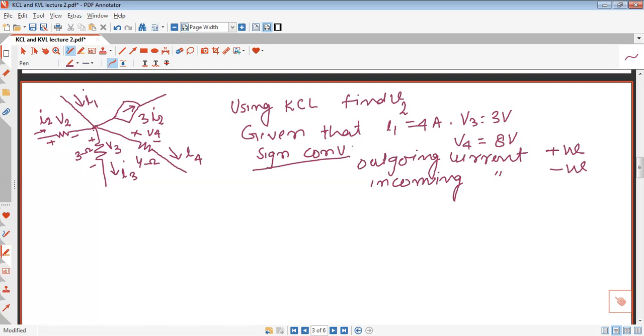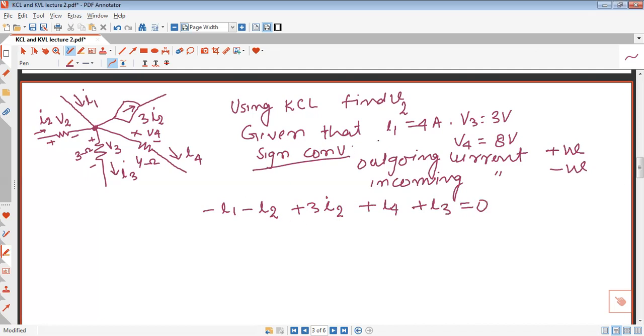So now you write Kirchhoff current law at this junction. I1 is incoming current. Incoming current we have assigned as negative, so it is minus I1. Then this I2 is also incoming, so I2 is also negative. And this current 3I2 is positive, going outside. I4 is also going outside, so it will be positive. And this I3 is also going outside, so it will also be positive, which is now equal to 0.